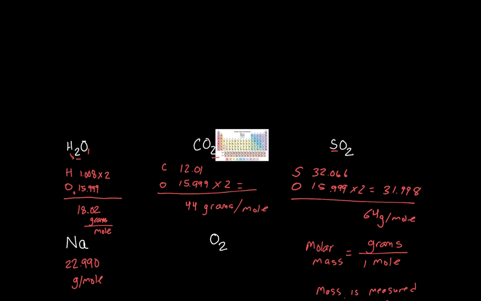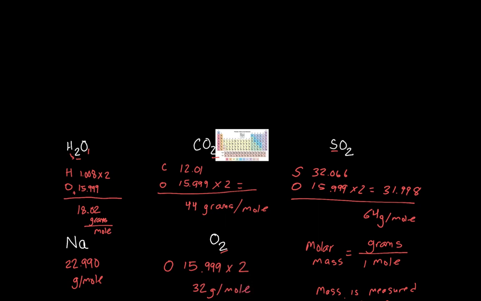And then our last one, we saw that oxygen was 15.999. But there's 2 oxygens in this molecule of oxygen. So it's 15.999 times 2. Just oxygen. So we're about 32 grams per mole of oxygen.